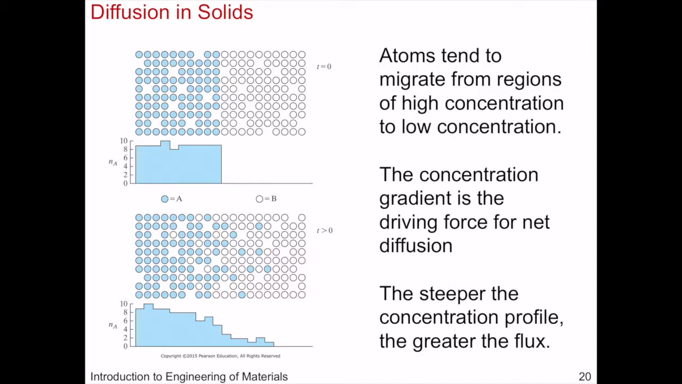And when atoms diffuse, they tend to migrate from regions of higher concentration to regions of lower concentration. This is the driving force for net diffusion. So when we talk about the movement of these atoms, the steeper the concentration profile going from left to right, the greater the flux or the greater the flow rate.